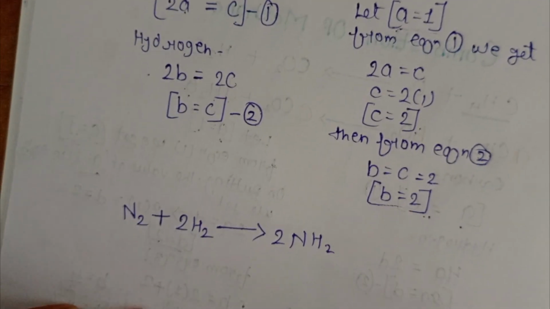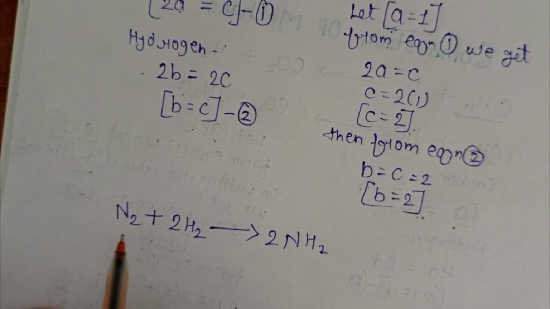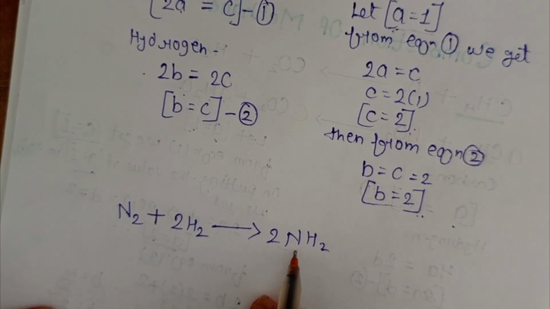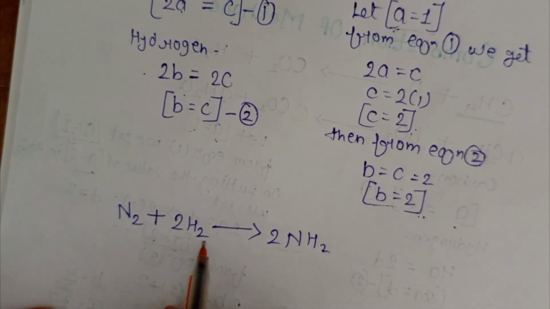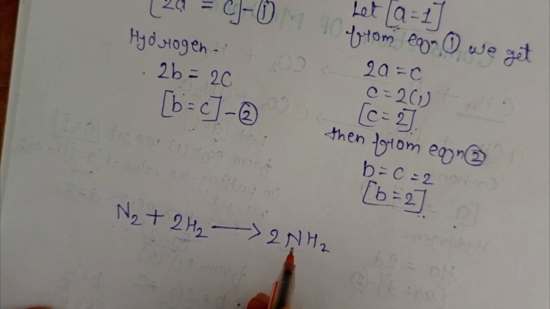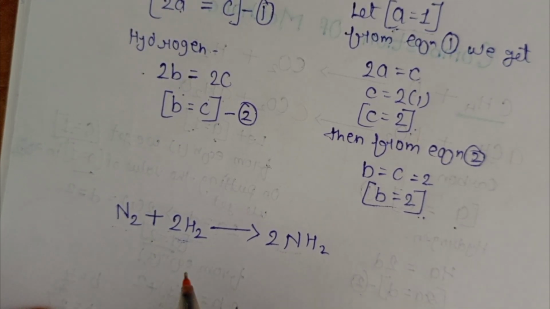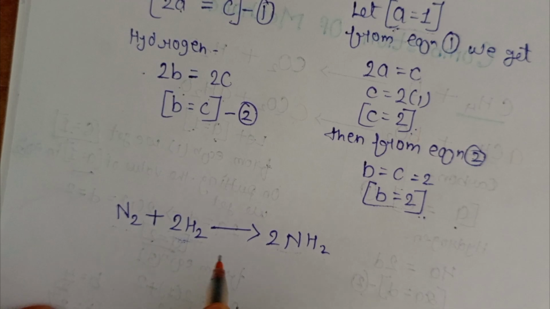Here we can see that there are 2 nitrogen atoms on the left hand side and 2 nitrogen atoms on the right hand side, and 4 hydrogen atoms on the left hand side and 4 hydrogen atoms on the right hand side. It means this reaction is now balanced.